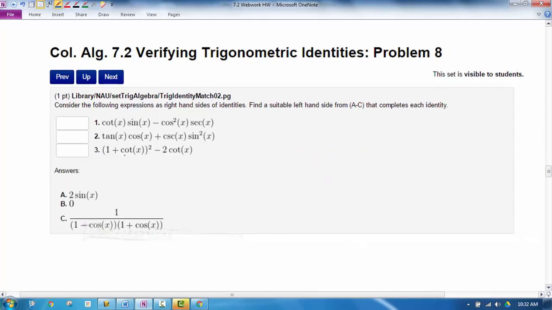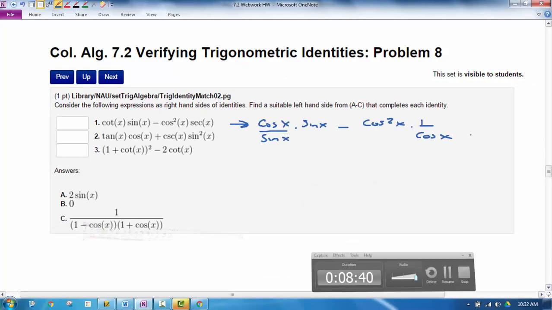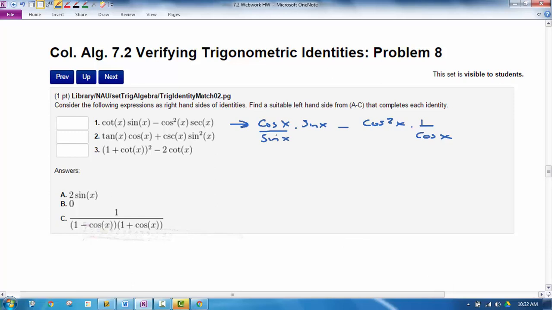Alright, the next problem I'm going to do the same thing. I'm going to simplify this. The first part turns into, alright, so I replace cotangent with cosine over sine and secant with 1 over sine. Then these cancel and I get cosine of x minus, and these cancel and I get cosine of x here, so that's just 0, which is b.